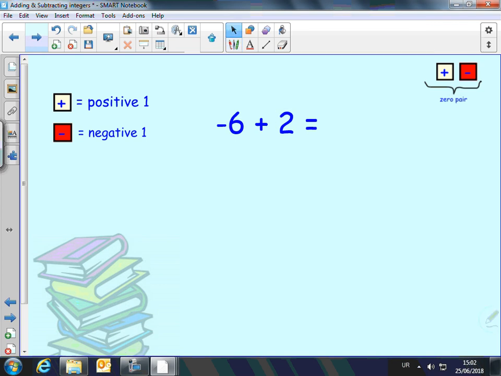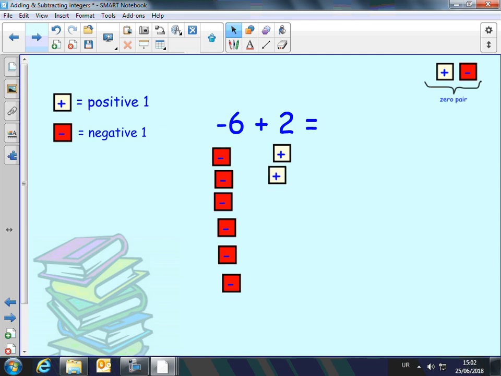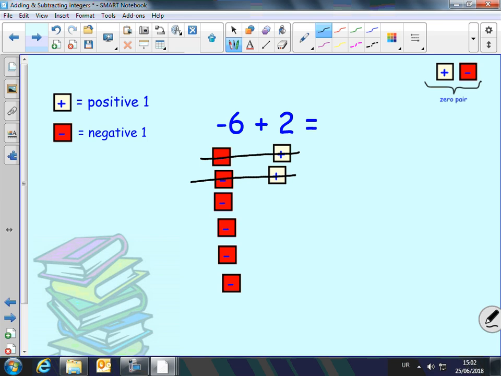Now we have negative 6 plus 2. So there we have 6 negatives, and then I'm going to add on 2 positives. And again, we're going to cancel out our 0 pairs. We have a 0 pair there and there, and as you can see, we're left with 4 negatives. So negative 6 plus 2 gives you negative 4.